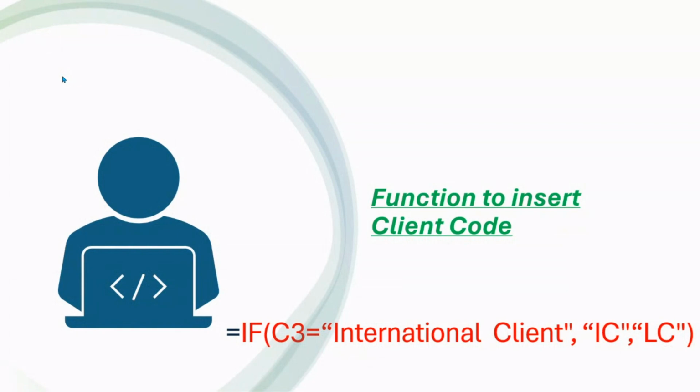This is saying that if whatever is in C3 is equal to international client, then we want IC to appear. So IC is the value if true. If whatever is in C3 is not international client, then we want LC to appear. Please ensure that you don't leave off any symbol or anything at all from this function, else you will be getting some errors. So please ensure that you copy this formula properly.